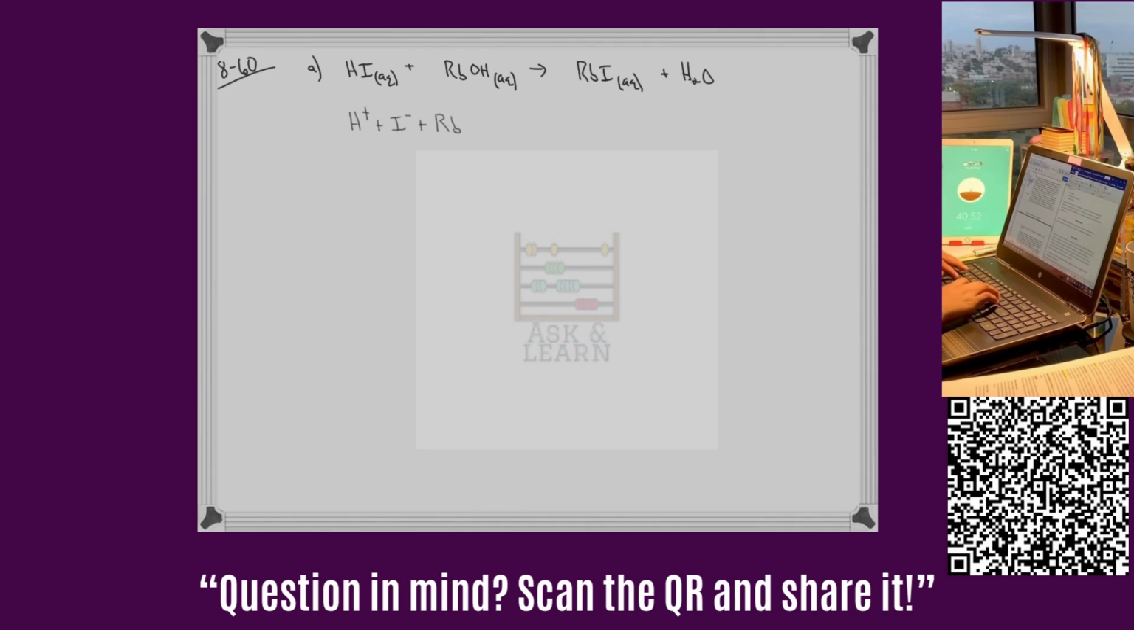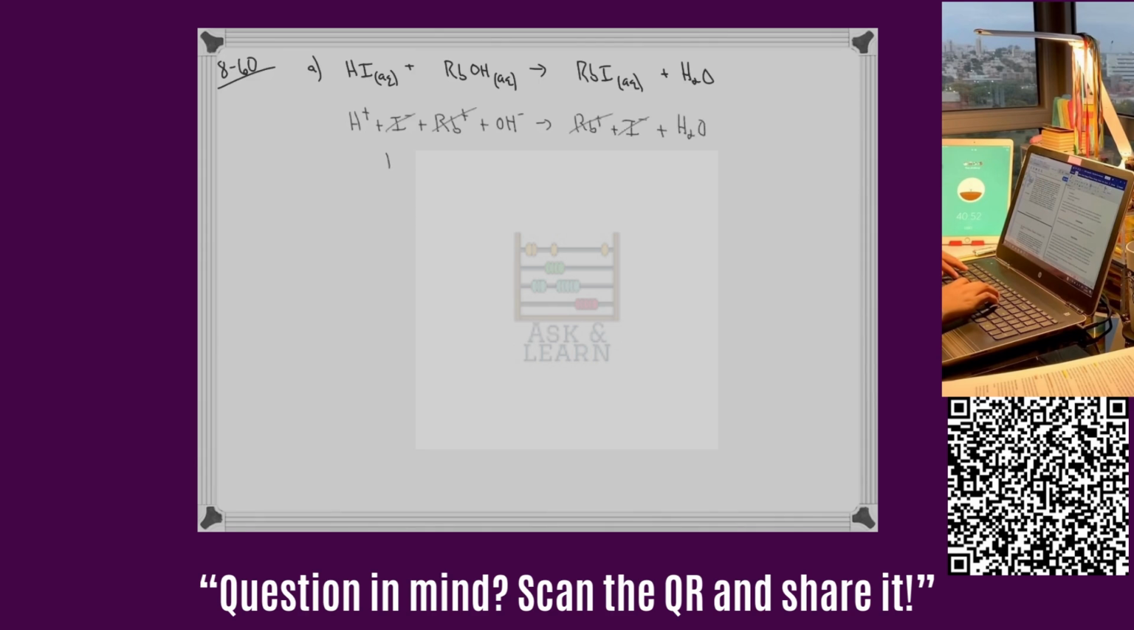We'll then separate everything that is soluble into aqueous. The hydroiodic acid is a strong acid, so it completely separates. The rubidium hydroxide is a strong base, so it completely separates. We then get the rubidium iodide, which is a strong electrolyte, also completely separates, because the rubidium is an alkali metal. And then water stays together as H2O.